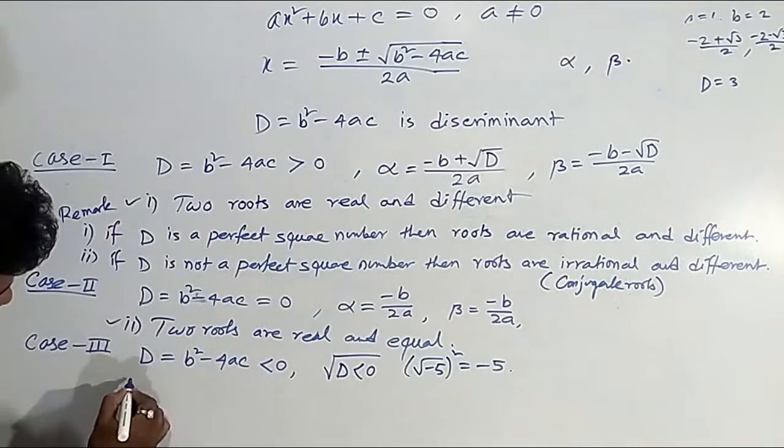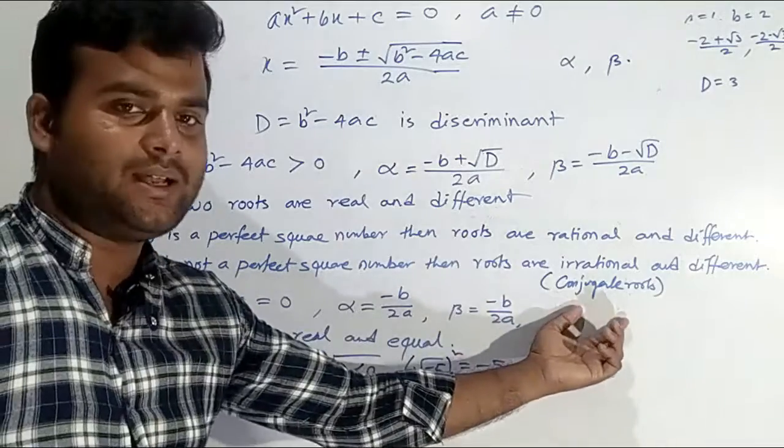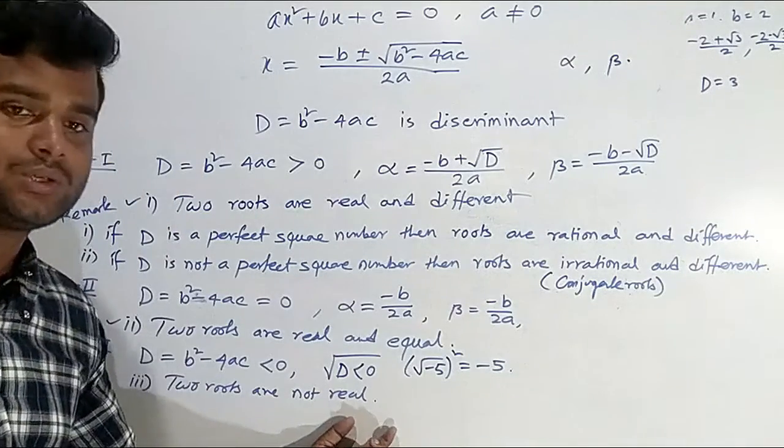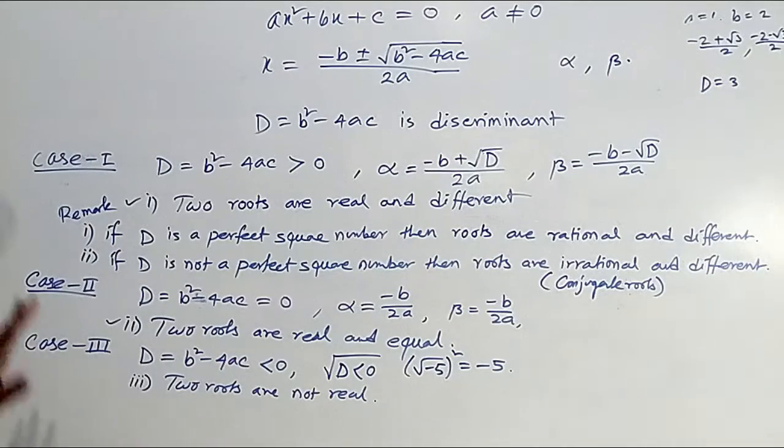And this is 1, 2 and this is 3. They are complex roots, the same as irrational roots. The complex roots are conjugate complex roots. Okay. We get 3 cases.